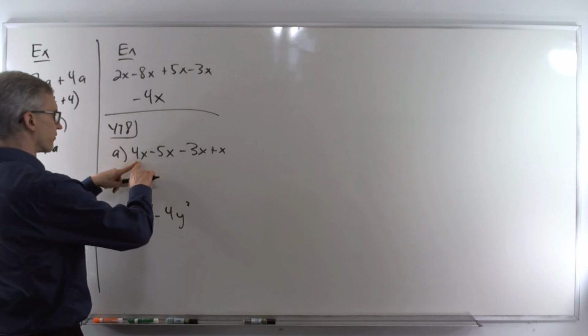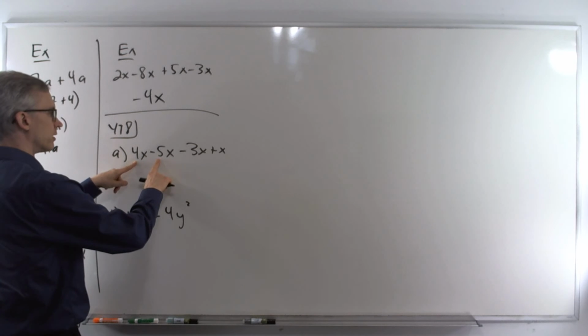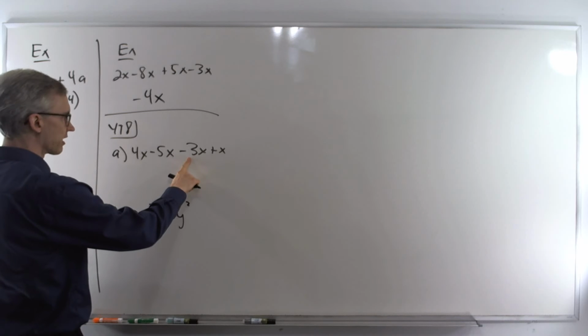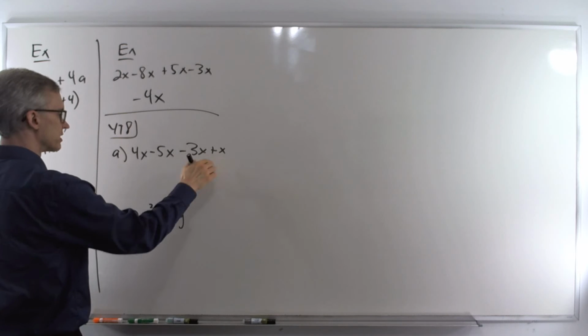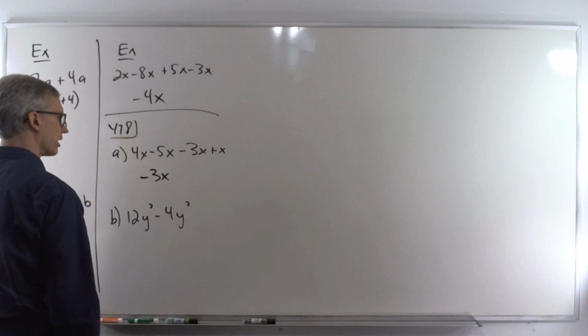Oh, we got 4x. 4 minus 5 is negative 1. Minus 3 is negative 4. Plus 1 is negative 3. So negative 3x.